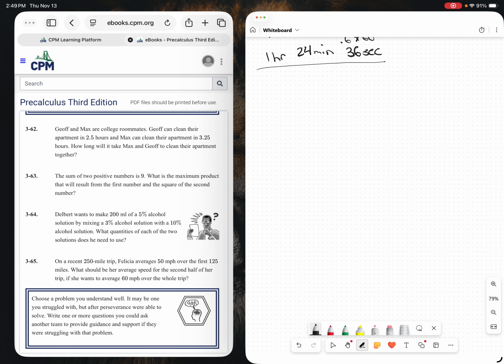Okay, the sum of two positive integers is 9. So again, sum, so I'm adding two numbers. Let's say x is the first, y is the second. We're going to sum them. So x plus y, that's the sum, is 9. And then we ask, what is the maximum product? So the product would be x times y. And it says the first number times the square of the second number.